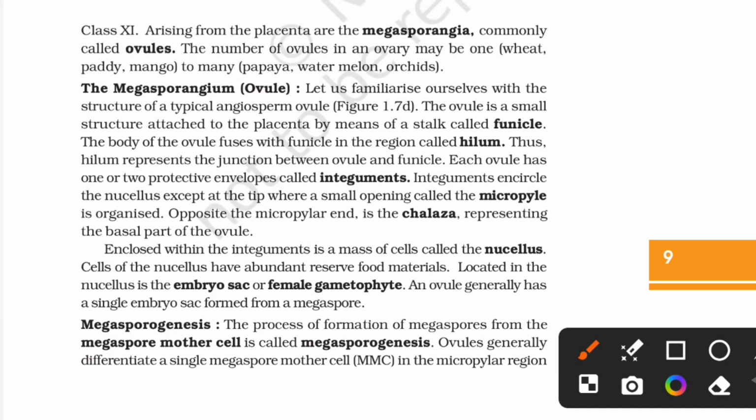The megasporangium, which is the ovule. Let us familiarize ourselves with the structure of a typical angiosperm ovule. The ovule is a small structure attached to the placenta by means of a stalk called the funicle. The body of the ovule fuses with the funicle in the region called the hilum. Thus, the hilum represents the junction between the ovule and the funicle. Each ovule has one or two protective envelopes called integuments. Integuments encircle the nucellus except at the tip where a small opening called the micropyle is organized.